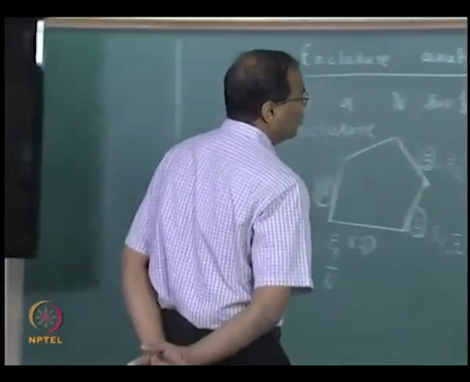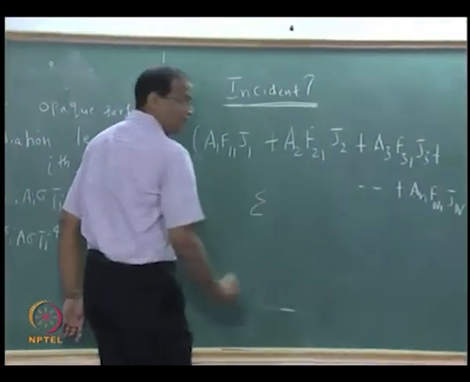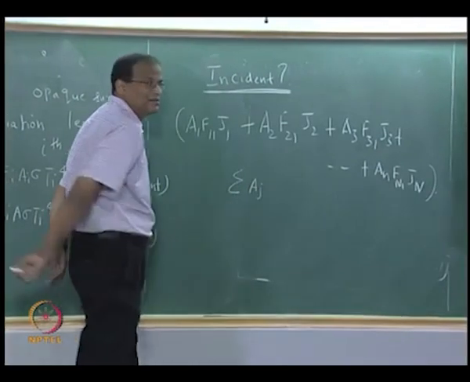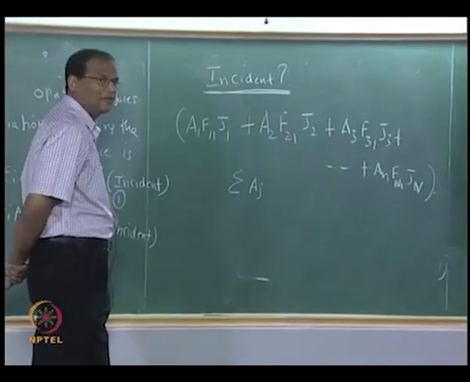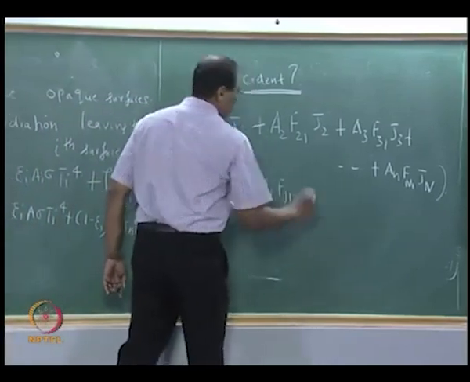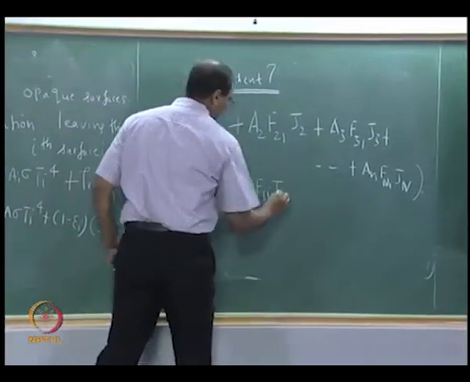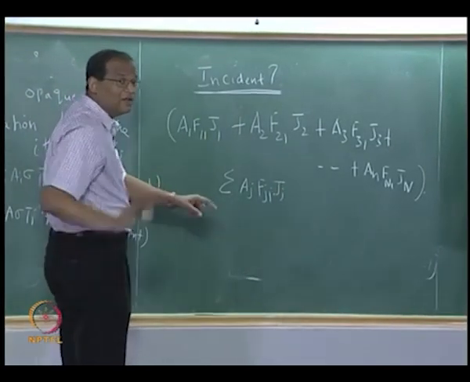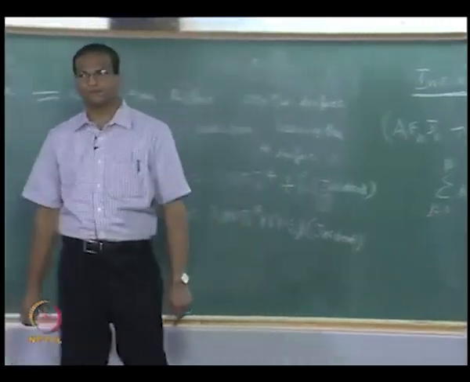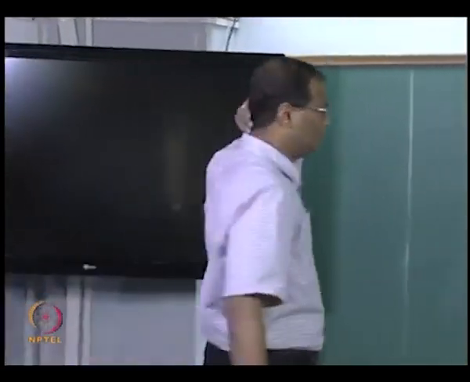So can we write it in a very compact form? Sigma Aj Fji, no, for the ith surface. Very good. J summation j equal to 1 to n. Very good. Is that clear to everybody?